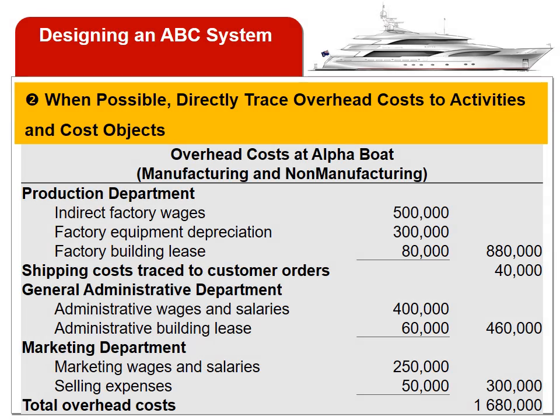Step 2. Whenever possible, directly trace overhead costs to activities and cost objects. The manufacturing and non-manufacturing overhead costs for Alpha Boat are as shown on your screen. Notice, the shipping costs can be directly traced to customer orders. The remainder of the overhead costs will be assigned to customer orders using the ABC cost pools.